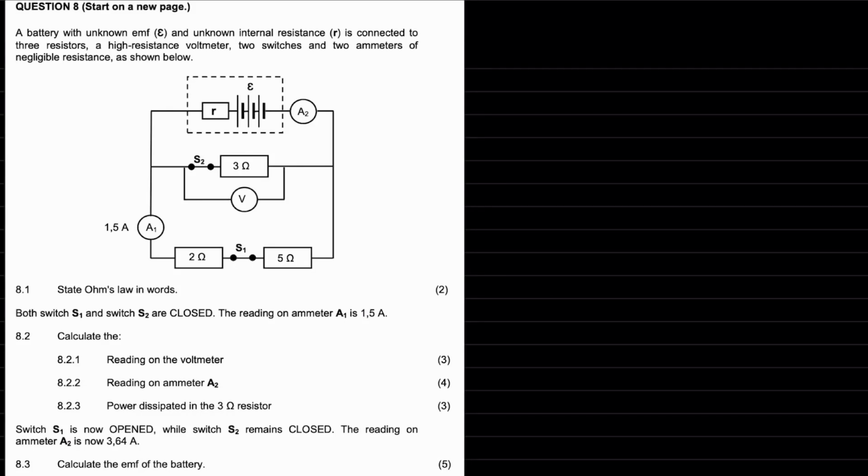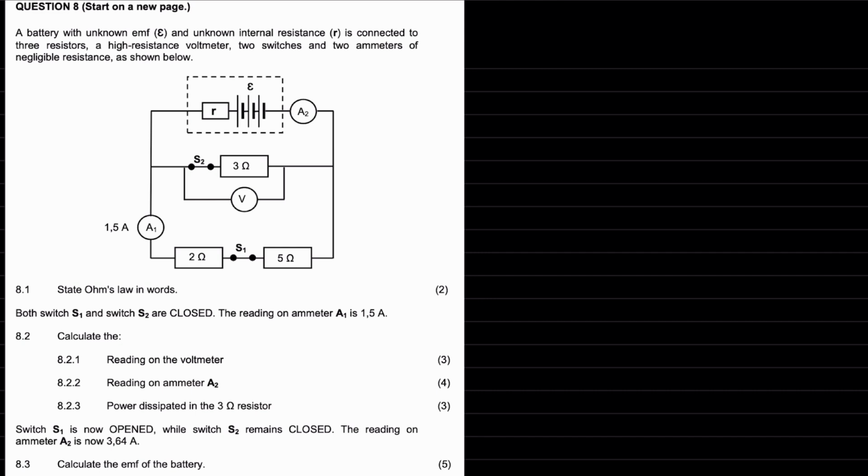Let's take a look at this electricity question. A battery with unknown EMF and unknown internal resistance is connected to three resistors, a high resistance voltmeter, two switches, and two ammeters of negligible resistance as shown below. Now we'll skip the definition and go straight to the question.